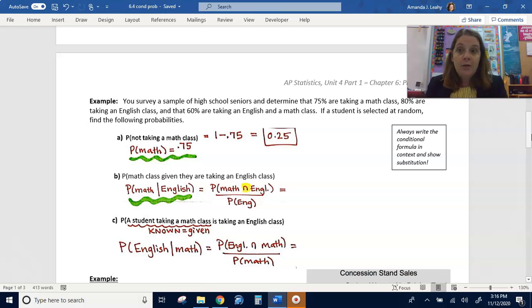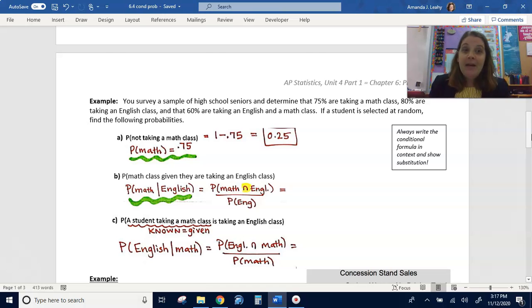So the first question says, what's the probability of not taking a math class? Okay, so that's a complement. We talked about that yesterday. So the complement's the opposite. So I know that if the math is 75%, because the problem prompt told me, that not taking will be 1 minus 0.75, which is 0.25.